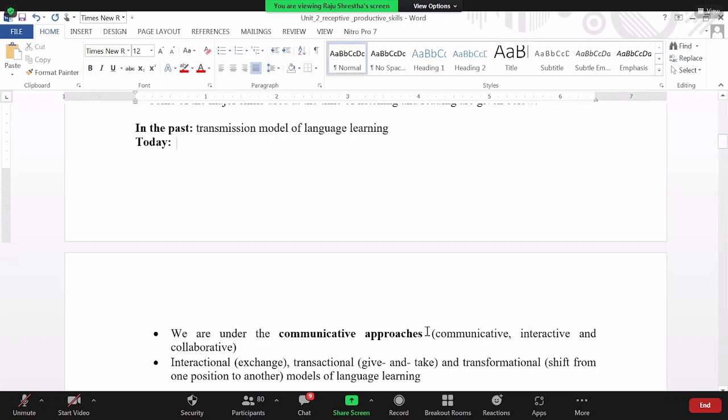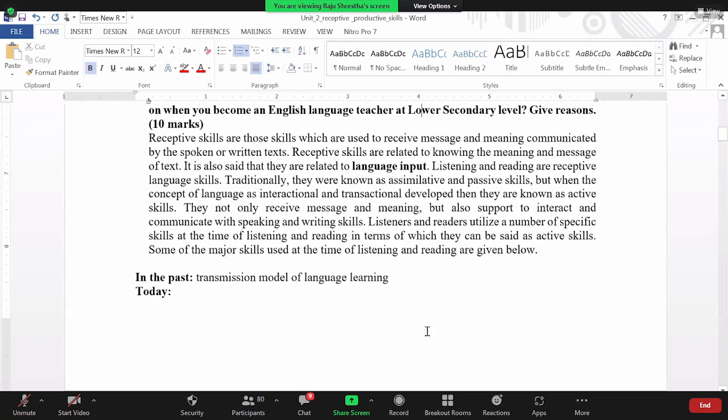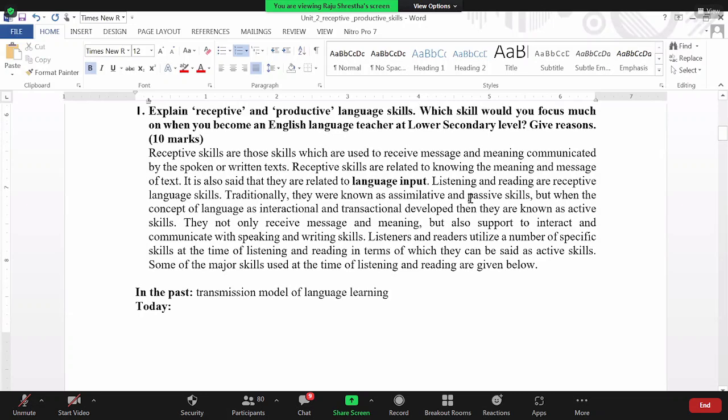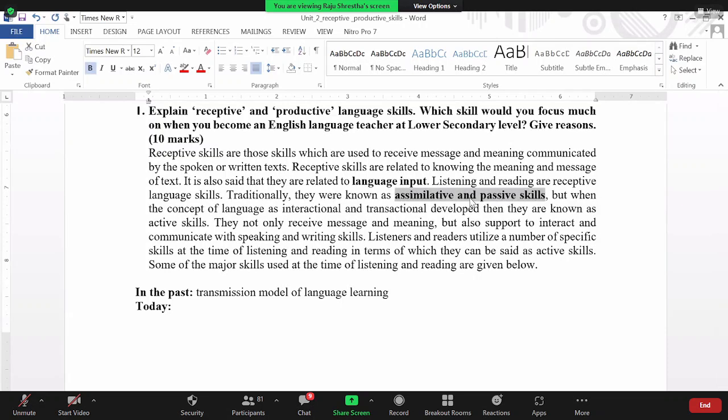Your approaches, listening and reading are not passive skills. They are not only assimilative skills. They are active skills. Not only active, they are proactive skills. Proactive means going beyond that and imagining about the future. But when the concept of language is interactional, the concept of language is interactional, transactional developed.